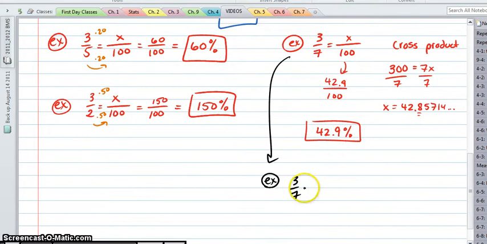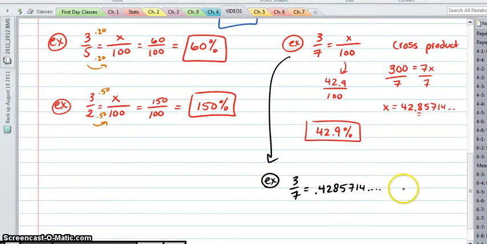So if you changed 3/7 into a decimal, and again for time purposes you may use a calculator, 3 divided by 7, you get the decimal 0.428514... Looks very similar to the number we got before, except the decimal of course is not in the same place. Here's where that direction comes in. Don't round to 0.4 and tell me that this is 40%. You'll be missing out on more of the accuracy if you do that too soon.